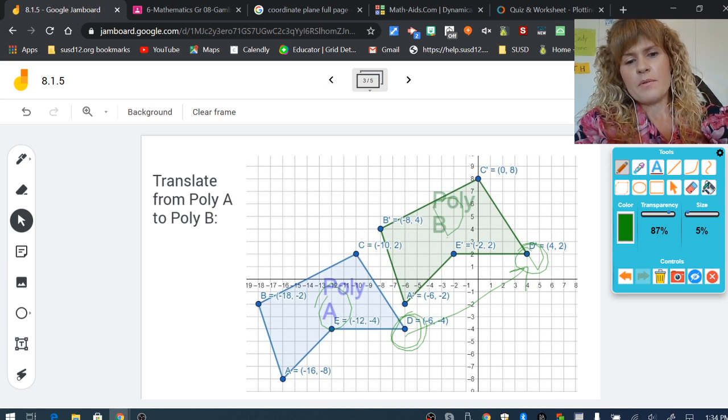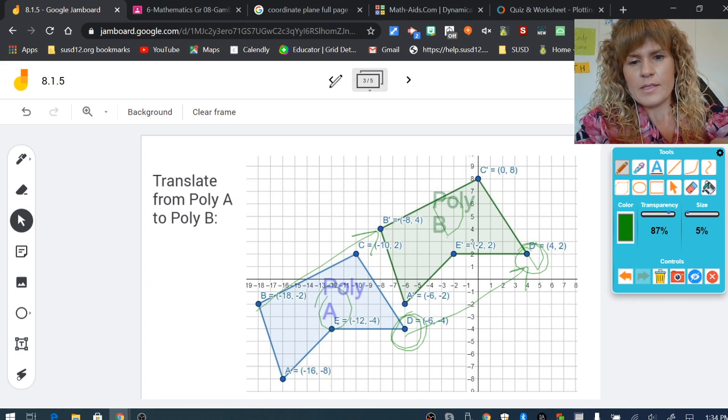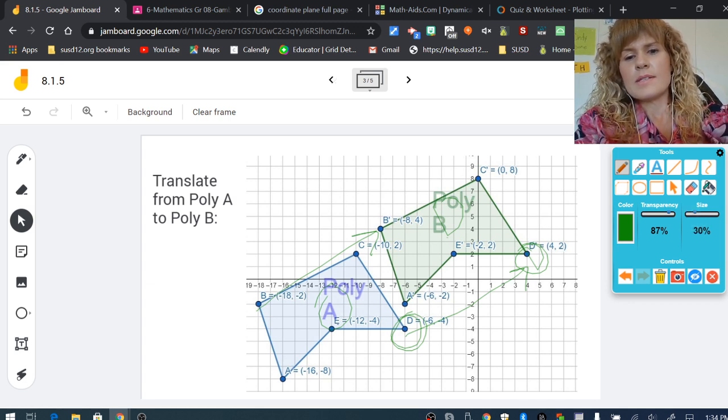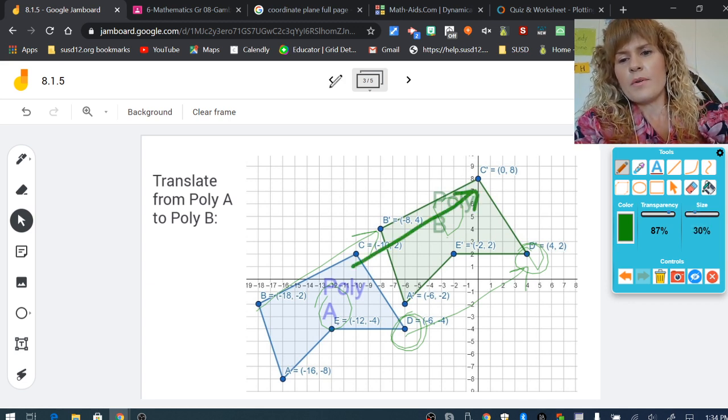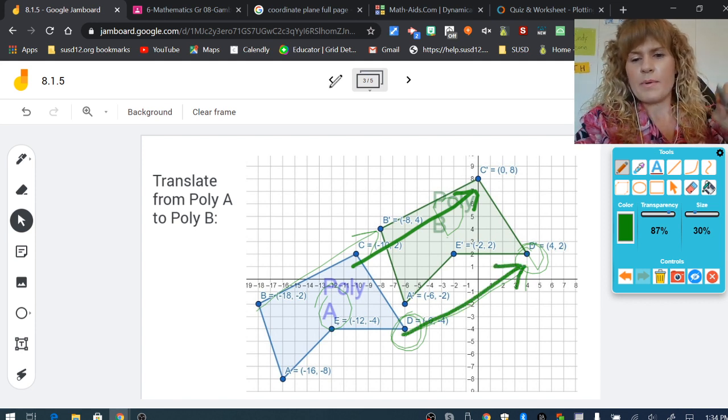For example, B to B prime, those are corresponding points. Or C to C prime, those are corresponding points. As long as you choose corresponding points, you will go from polygon A to polygon B.